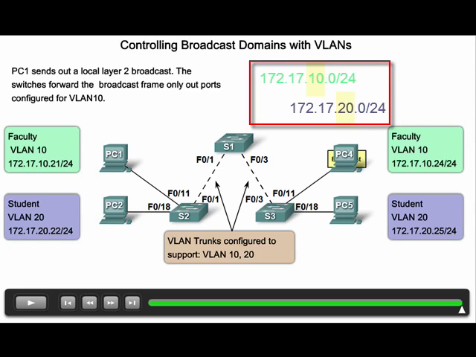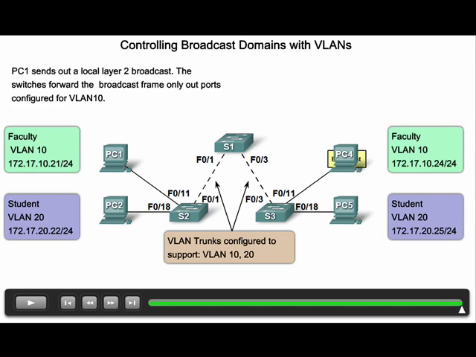When VLANs are implemented, each VLAN must be on a different IP subnet than other VLANs. Because of this, a Layer 3 device such as a router is needed to enable communication between VLANs. This inter-VLAN routing is beyond the scope of this presentation.